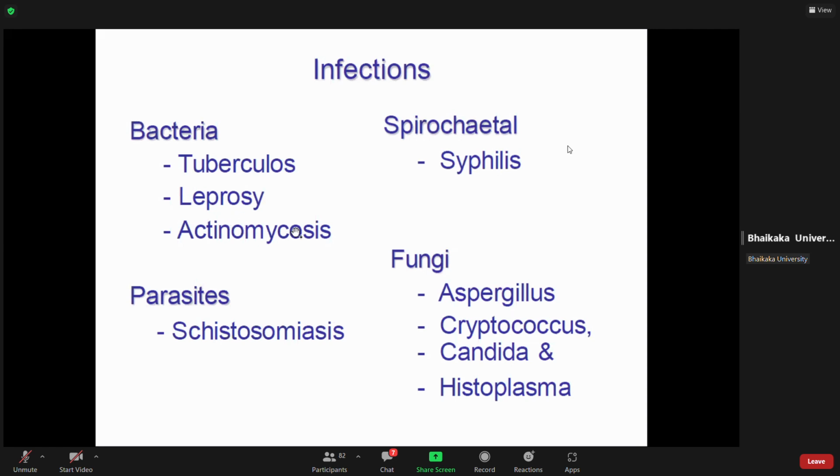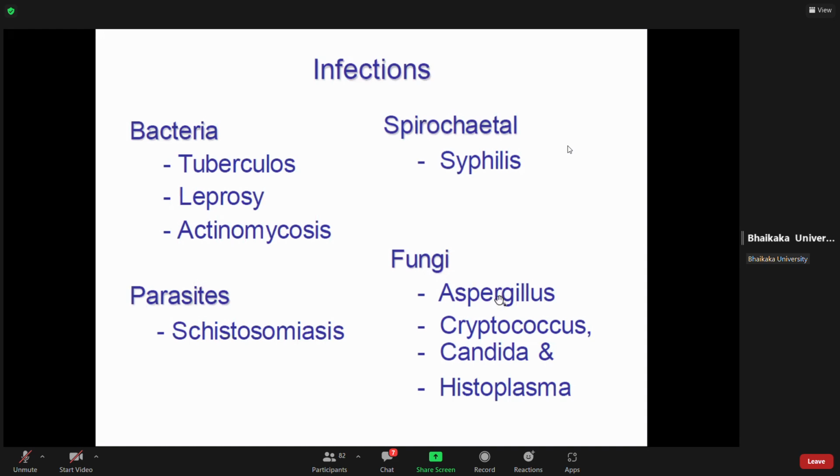Leprosy, actinomycosis. Then there are some parasites. The example is schistosomiasis. Spirochete infection, spirochetal, that causes syphilis, and the spirochetes are trypanosomes. And some of the fungi, again aspergillosis, Cryptococcus, candidiasis, and histoplasma. All these can cause chronic specific inflammation. So that was about infections.